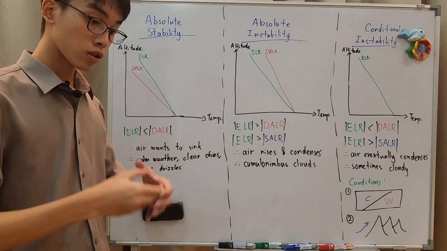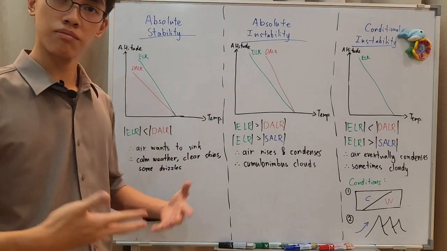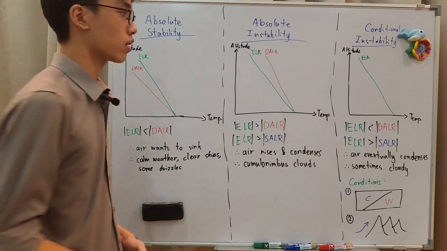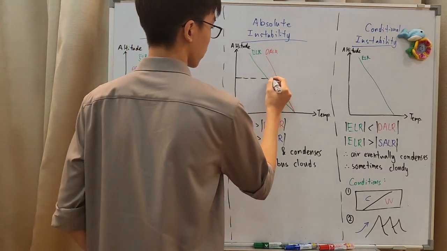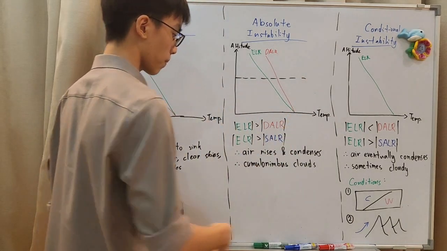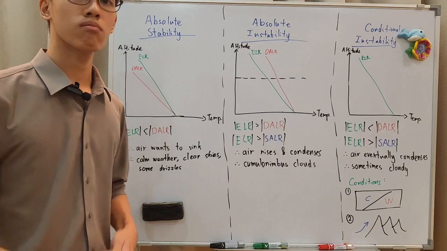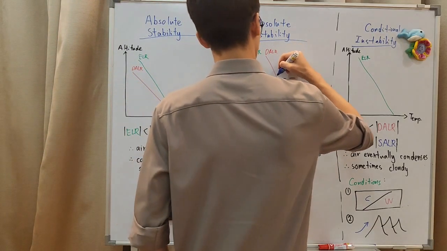This causes your parcels of air to rise and rise and rise because they are warmer than your environment, and therefore you eventually get to dew point on your lifting condensation level, which means you're able to get saturated parcels of air and SALR.